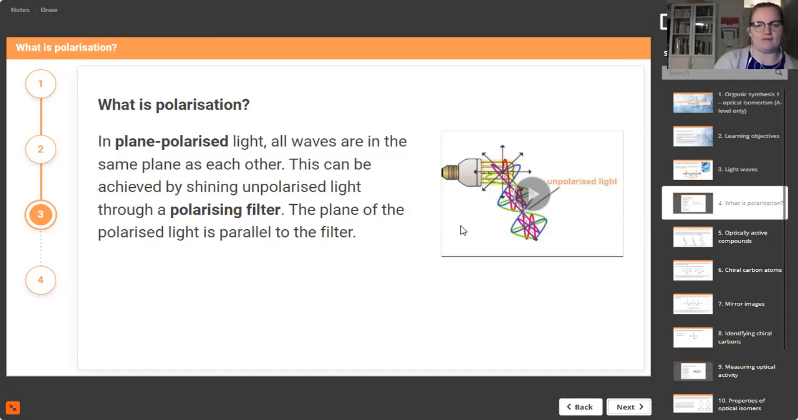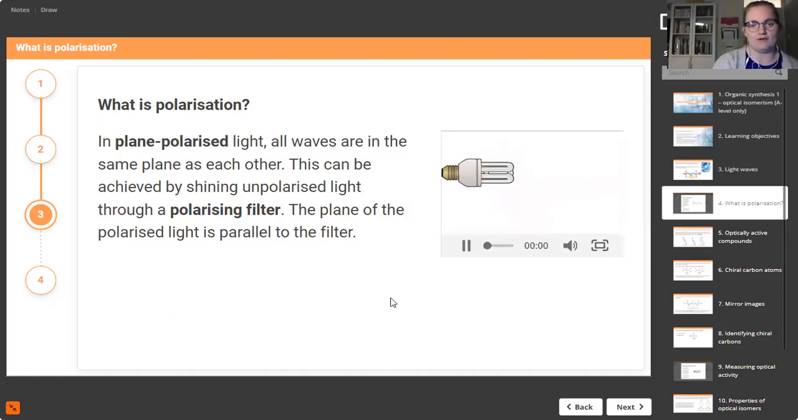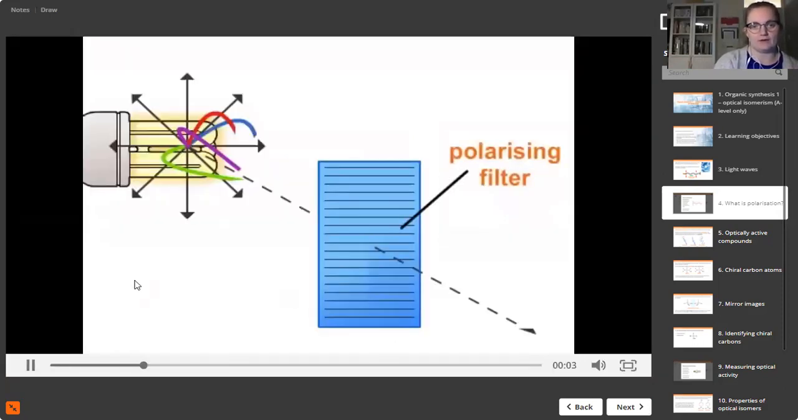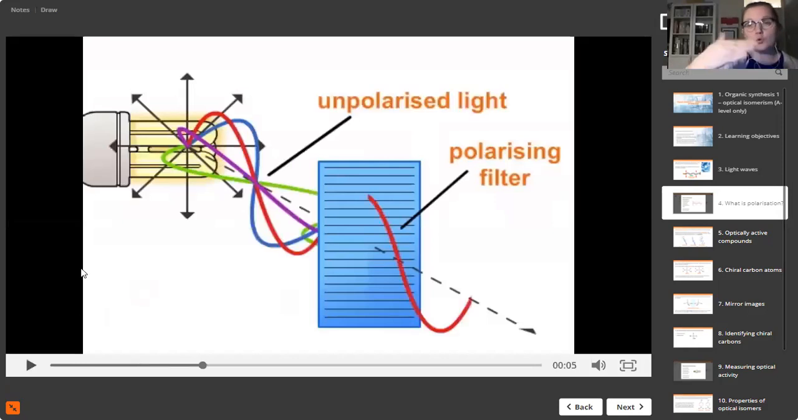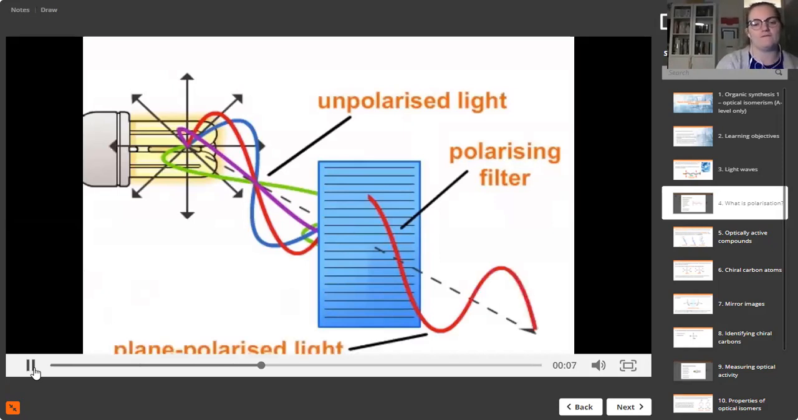So this can be achieved basically by shining unpolarized light through a polarizing filter, and the plane of polarized light is parallel to the filter. So basically what happens is, we've got the unpolarized light, we've got our filter, and as you can see, the only wave that then is going to pass through is the one that's in the same plane. The wave that passes through is the one at that polarization, in that plane polarized light. So that is our plane polarized light, because that polarizing filter is at that right angle to that wave.